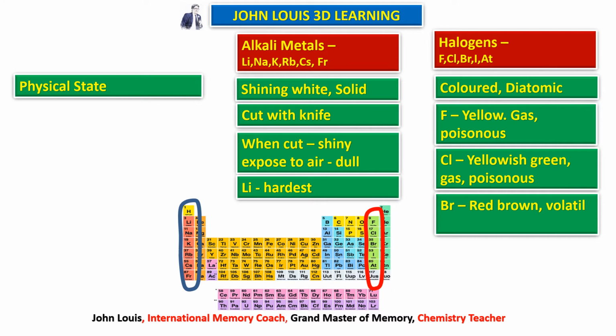Then what about bromine? Bromine is red-brown and a volatile liquid. Volatile means what? It can be evaporated easily. So that is what volatile means. Non-volatile means the liquid cannot be evaporated.